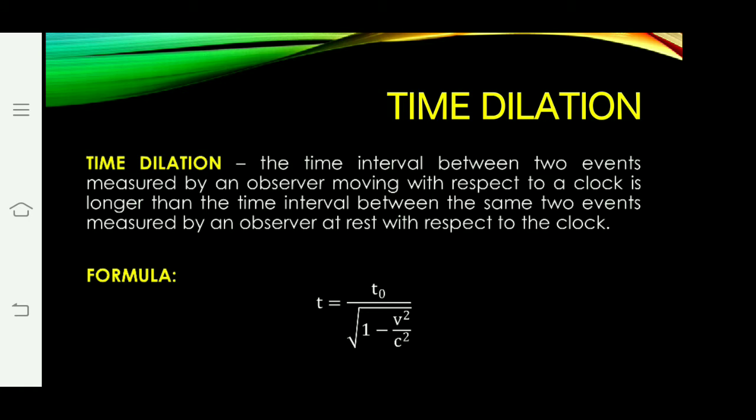Time dilation. The time interval between two events measured by an observer moving with respect to a clock is longer than the time interval between the same two events measured by an observer at rest with respect to the clock. Meaning, time dilation is a difference in the elapsed time as measured by two clocks due to relative velocity between them.